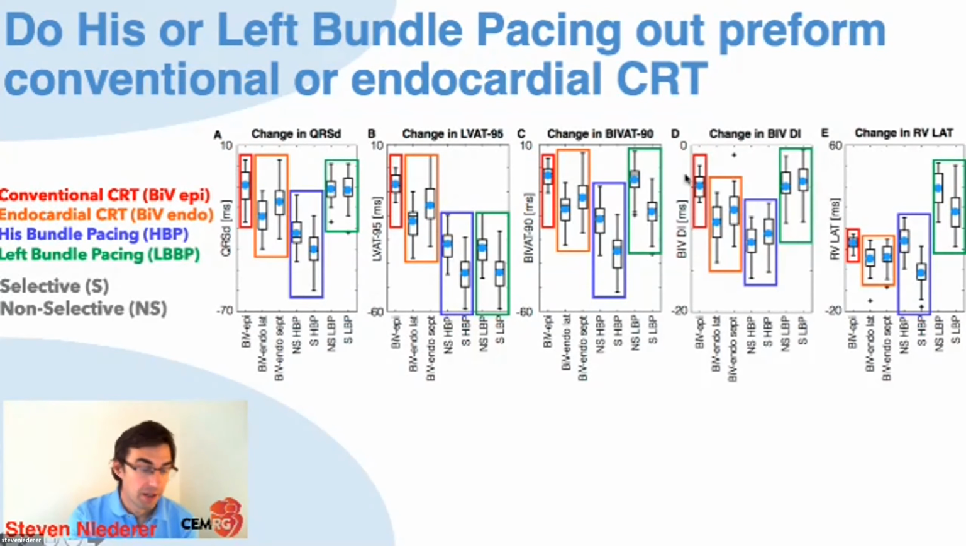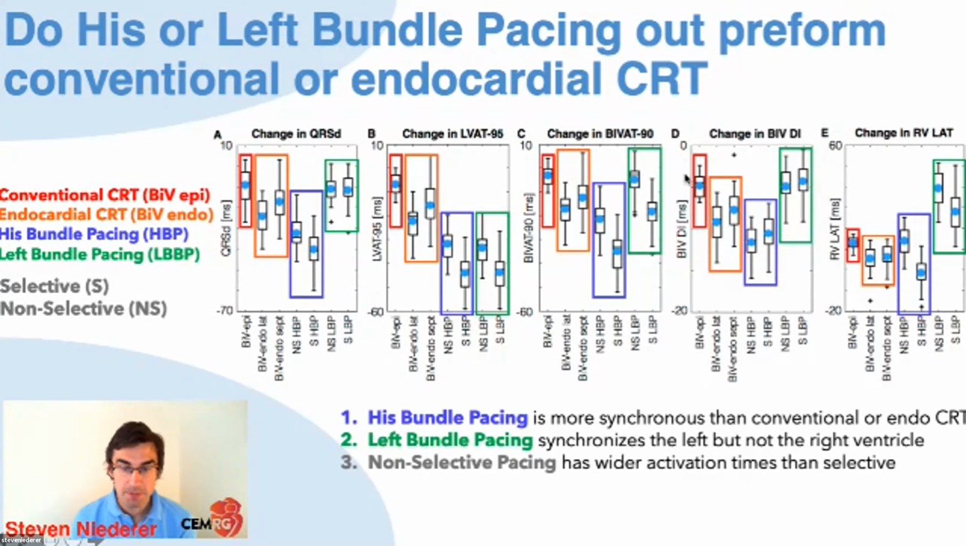So we see that His bundle pacing can be more synchronous than conventional endocardial CRT. Left bundle pacing will synchronize the left, but not the right ventricle. This may be expected, but it does mean that if you don't see a change in your QRS duration with left bundle pacing, it doesn't mean that the treatment is necessarily going to be ineffective. And, as expected, we saw that non-selective pacing was going to have wider activation times than selective, which is possibly more a sanity test than anything else.